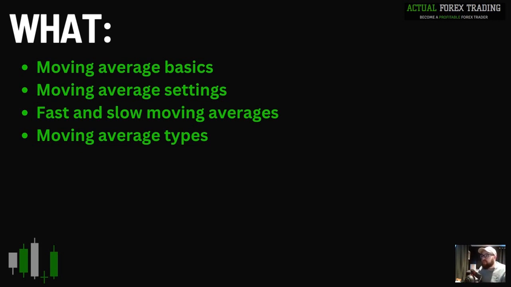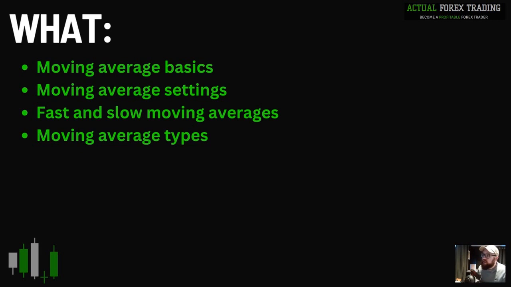Now you may be thinking, okay, I now know what a moving average is. I know what the setting is. I know that moving averages can be slower or faster, and there are different types. But what moving averages should I be using? Well, I use the SMA. It doesn't really matter if you use an SMA or EMA. There's very little difference. It's down to personal preference. What settings should you be using?